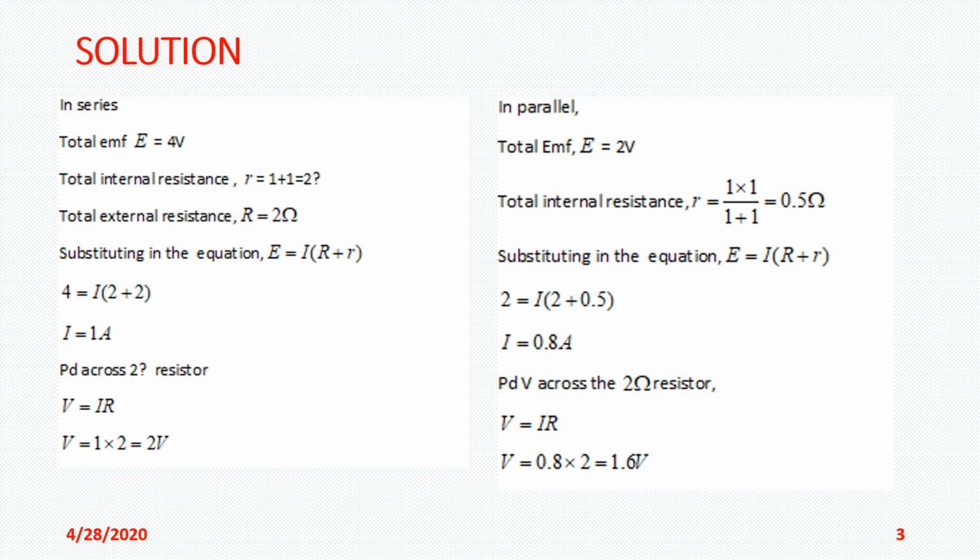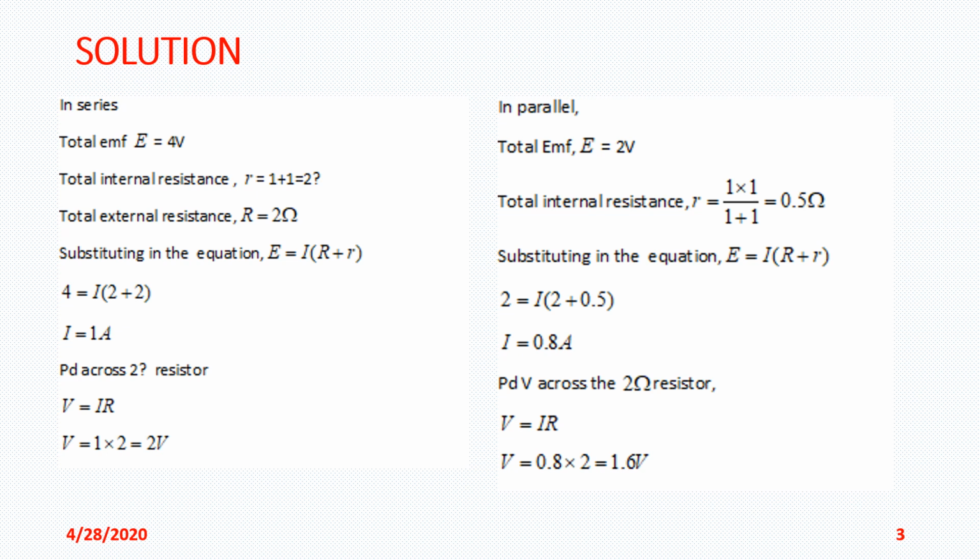Now, when the cells are connected in parallel, the total EMF is equal to the EMF of one of them, since those cells have got equal EMF. They are identical cells. The internal resistance is the product divided by sum, since we are talking about two cells. So it is going to be 1 times 1 over 1 plus 1, which gives 0.5 ohms. Now, using the same formula for electromotive force, we are able to calculate the current. So substituting into that formula, current is the only unknown quantity, and that gives us the current of 0.8 amps.